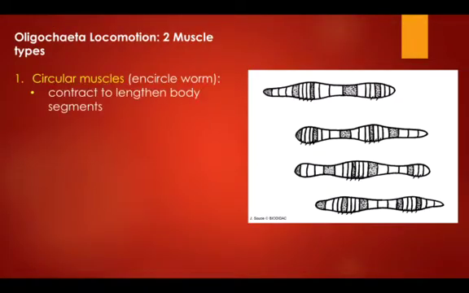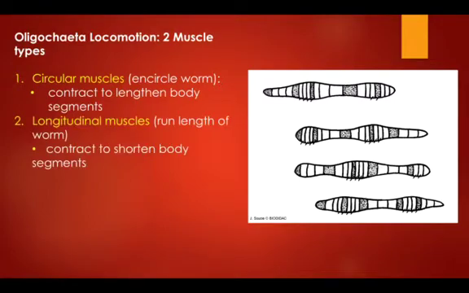So two types of muscle. Circular muscle is going to encircle the worm, and this can contract to lengthen the body segments. Longitudinal muscle runs the length of the worm and contracts to shorten the body segments. So circular muscle is going to wrap around. Longitudinal muscle goes long ways.